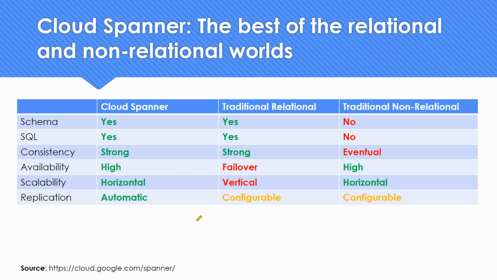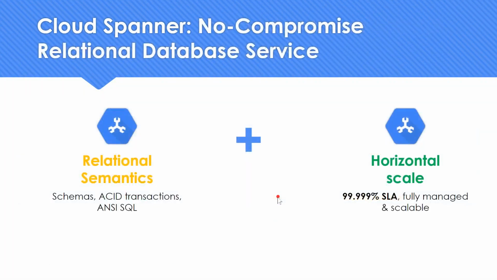It's a relational database which has all the capabilities of a traditional relational database like consistency, schema, and SQL compliance, and all the best features of a NoSQL or non-relational database like high availability and scalability. A merger of both. When you do that merger, what you get is a no compromise relational database.